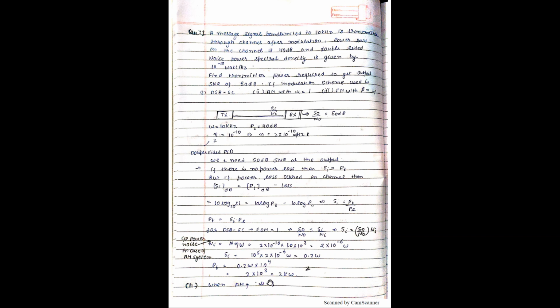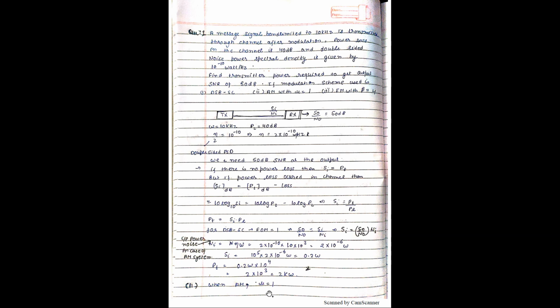Now you can see, if you are transmitting 2 kilowatt power from the transmitter, what we achieve at the receiver is simply 0.2 watt. This difference is because of the channel loss. In the second case, you can also try. The modulation scheme is AM with mu equal to 1.